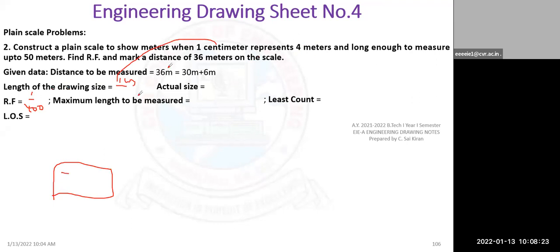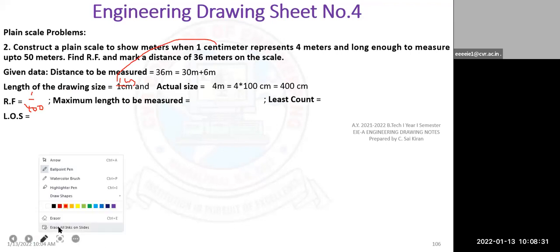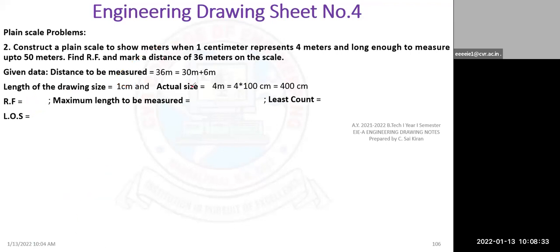So the length of the drawing size is 1 centimeter, and the actual size is 4 meters. If you draw a 1 centimeter line on your drawing sheet, it represents 4 meters. This meters value you have to convert into centimeters. 1 meter equals 100 centimeters, so it becomes 400 centimeters. So the RF value comes as 1 by 400, because it is 1 cm divided by 400 cm, since 4 meters equals 400 centimeters.